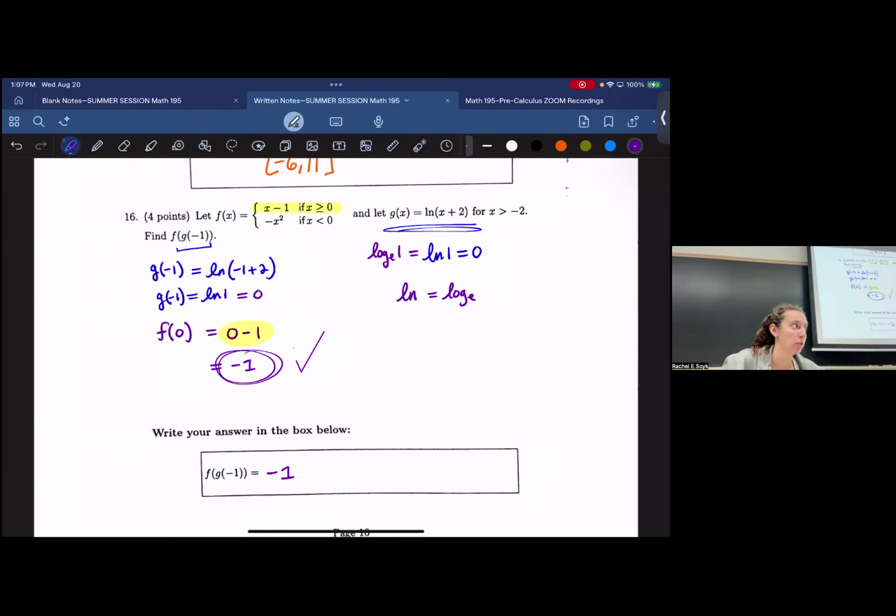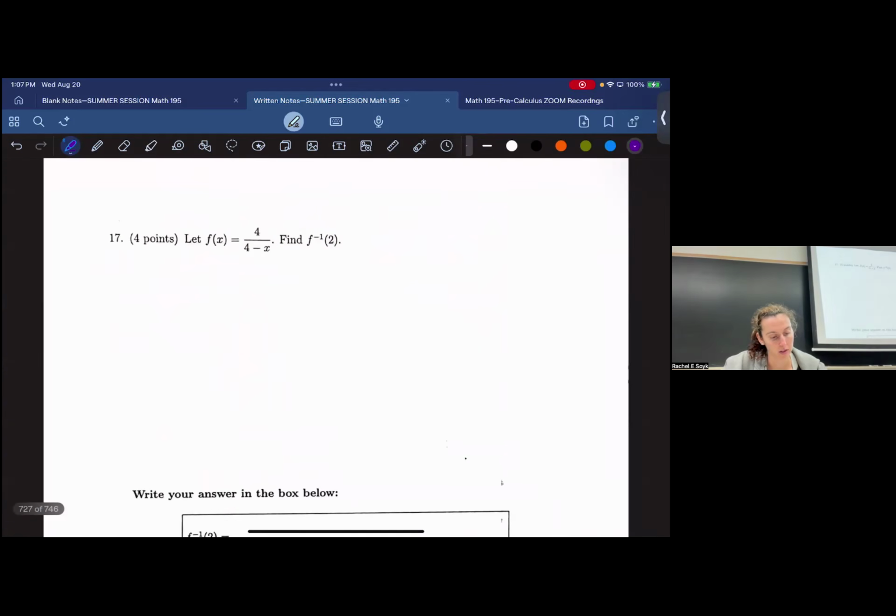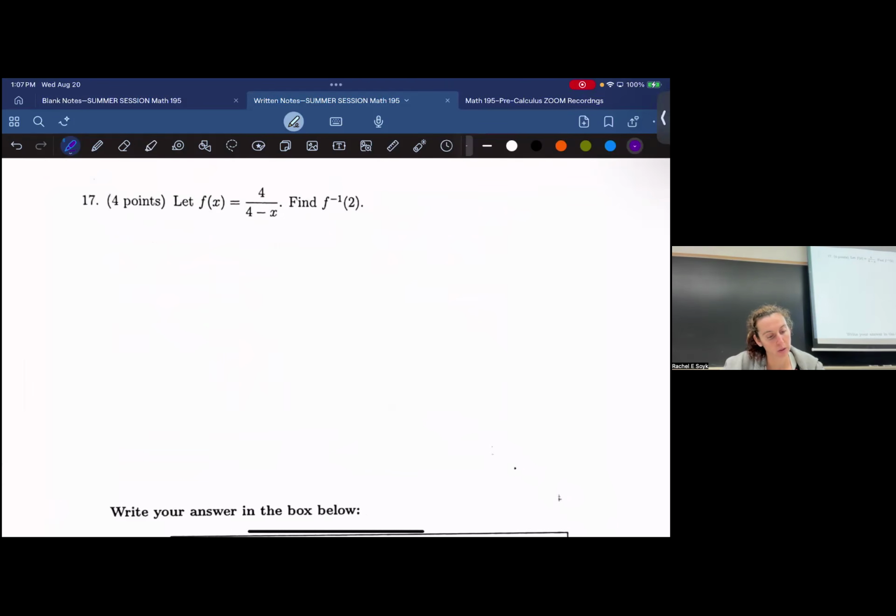Going to move on to question 17, where we're asked to find the inverse and evaluate it at 2. And so there are 2 ways to go about this problem. First way, you can take the inverse. So how do we take the inverse?